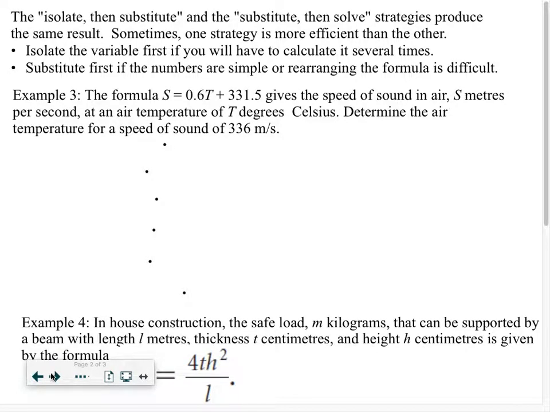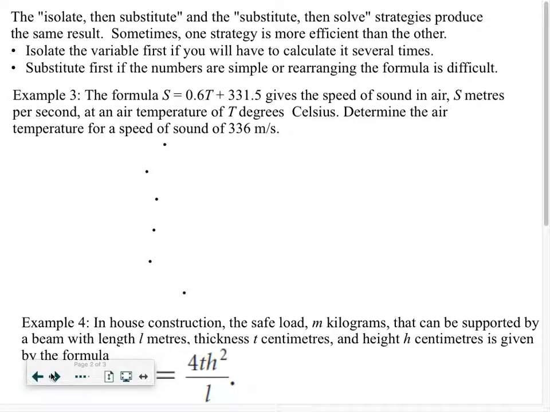Next, you don't have to write this down, but isolate then substitute, or substitute then isolate. Okay? If you're isolating a variable first, a lot of times you're doing this if you have to find it multiple times. If you're substituting first, it's like one, just like our last answer. We're just looking for one answer.